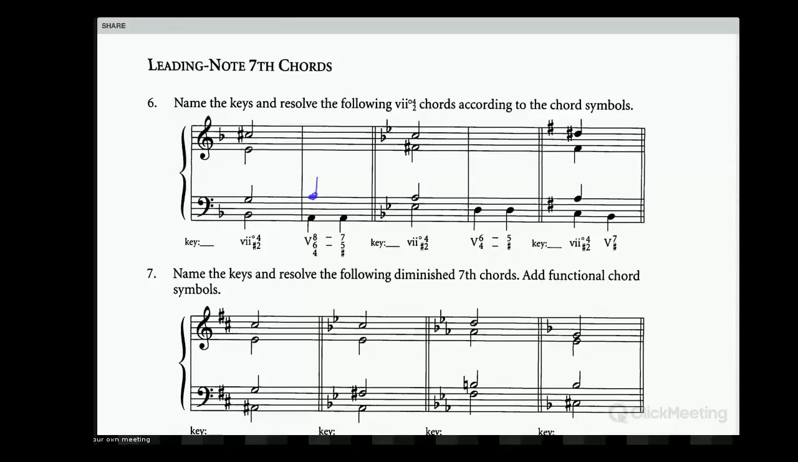The 6th above is the F. Which one's close to the F? The E is close to the F, so I'll put the F here. I need a 4th above, which is a D, so the C sharp is close to D. I'll put that here. Done. And then you resolve the 5-7 chord properly.